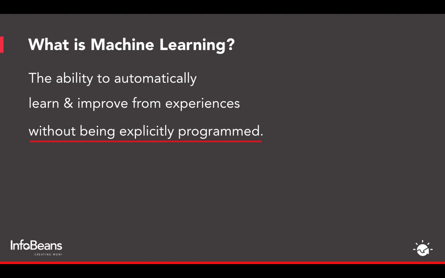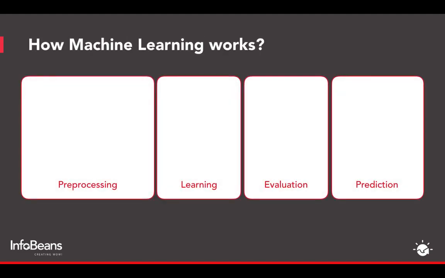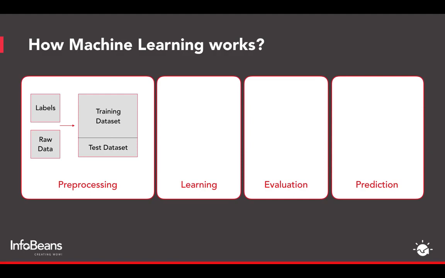Now let us understand how machine learning works. Machine learning has four phases: pre-processing, learning, evaluation, and prediction. In pre-processing, we provide the input data. Input data is categorized as training data and test data. Training data is used to train the machine learning model, and test data, we also call it validation data, helps us to determine the accuracy of the training model.